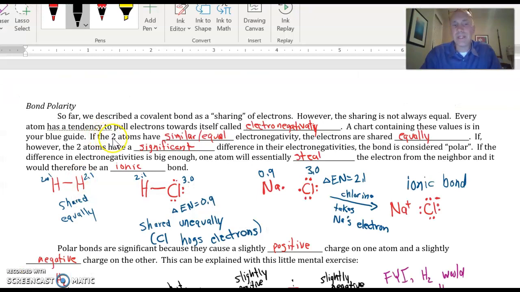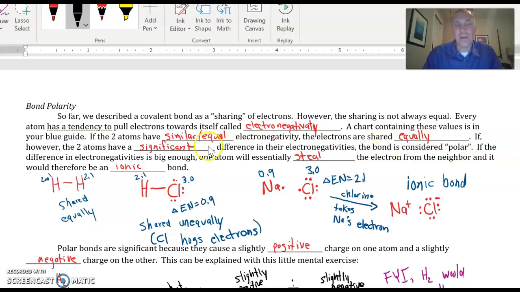So what happens is that if two atoms have a covalent bond between them, and those two atoms have either similar or equal electronegativity, you can basically consider the electrons as being shared equally. But if the two atoms have a significant difference in their electronegativity, they're not going to share those electrons equally, and the bond is considered polar.